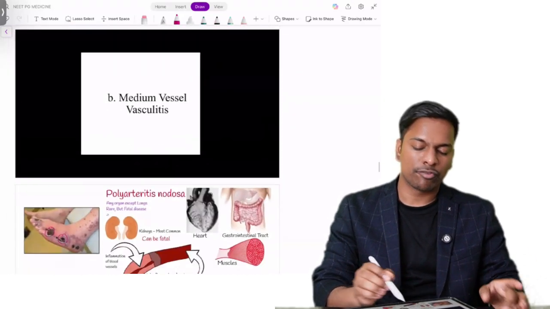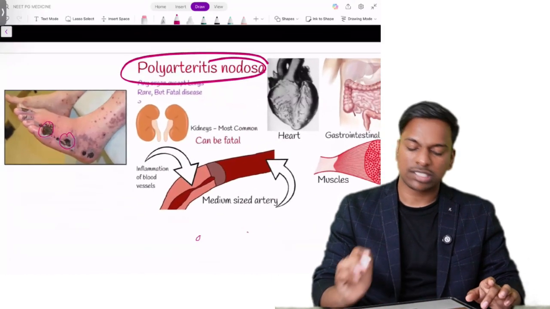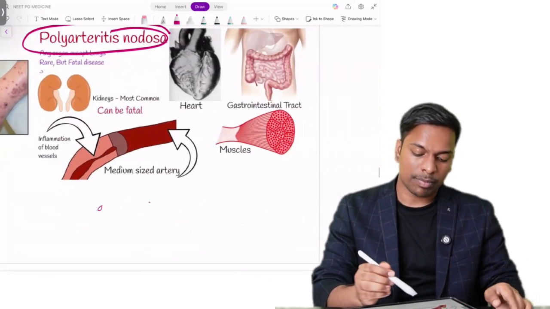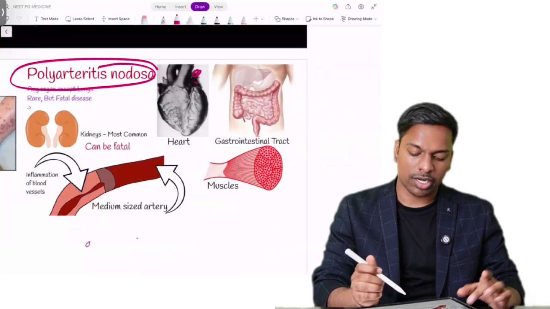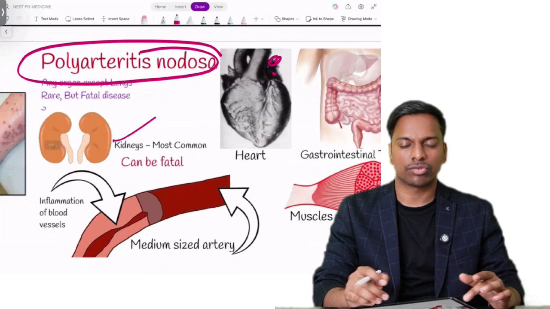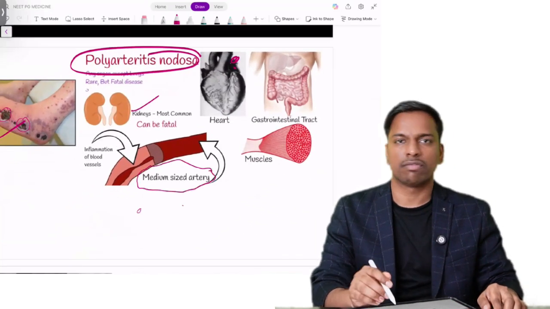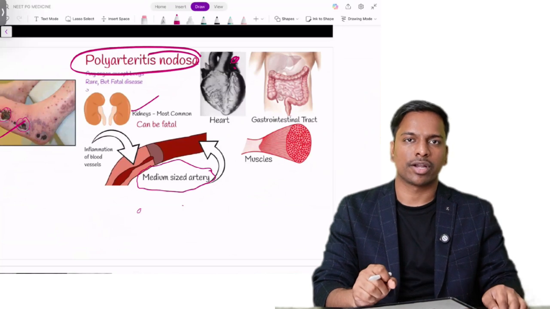Apart from that, in medium vessel vasculitis, as I mentioned, in polyarteritis nodosa, the small skin changes will be given. But apart from that, the image of the heart and vascular involvement will be given, and the kidneys are the most commonly affected in this patient. So they have to give this. Apart from that, they will directly tell that the patient has medium vessels affected.